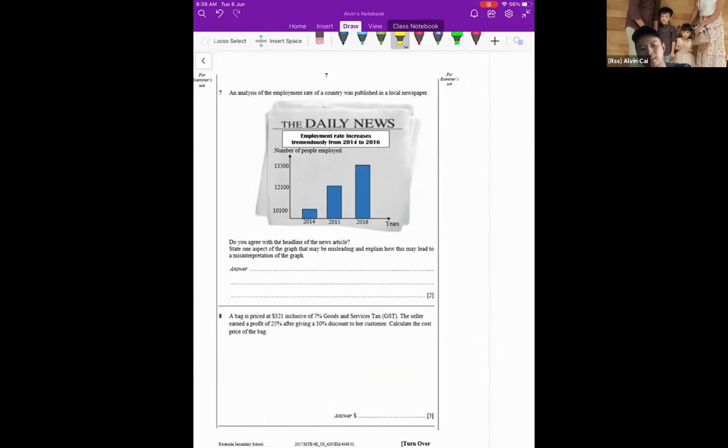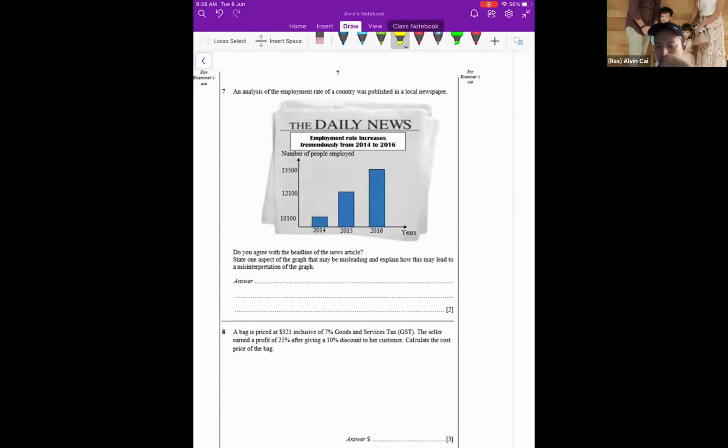As you can see, this is another common question: finding what's wrong with this kind of diagram or the chart. First thing, you need to reply whether you agree or not. This is your first question. Agree or not agree. Then after that, state one aspect of why it is misleading, and explain how it is a misinterpretation.